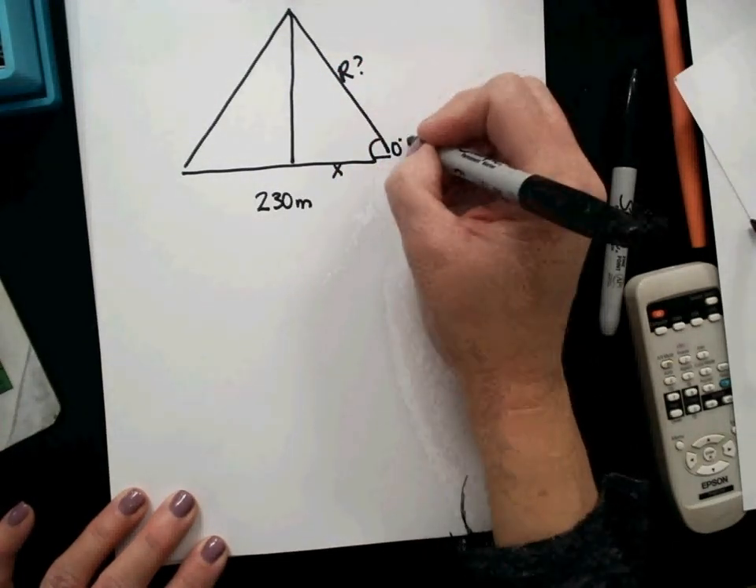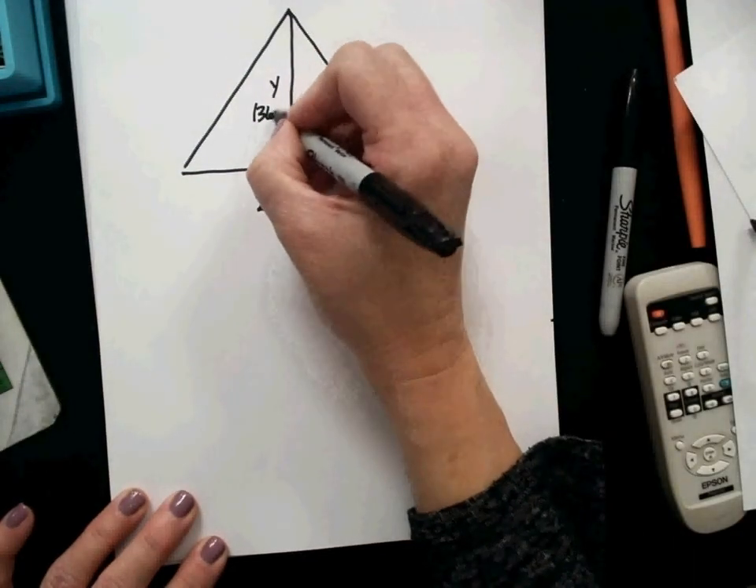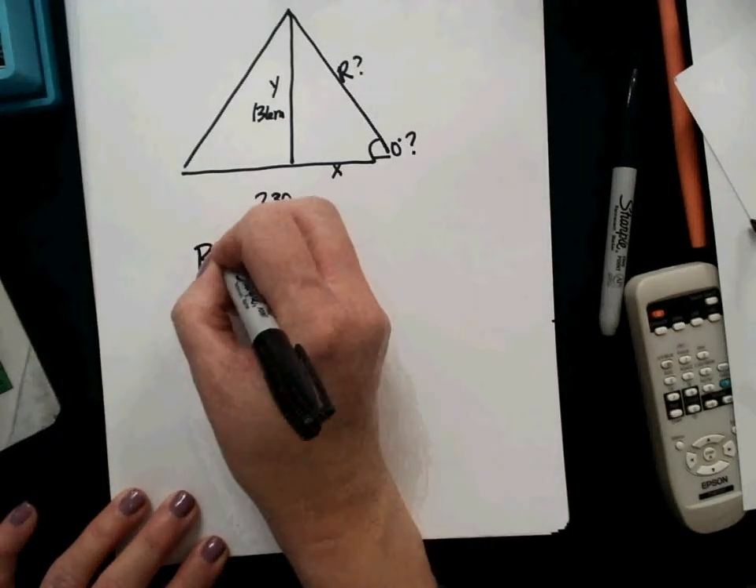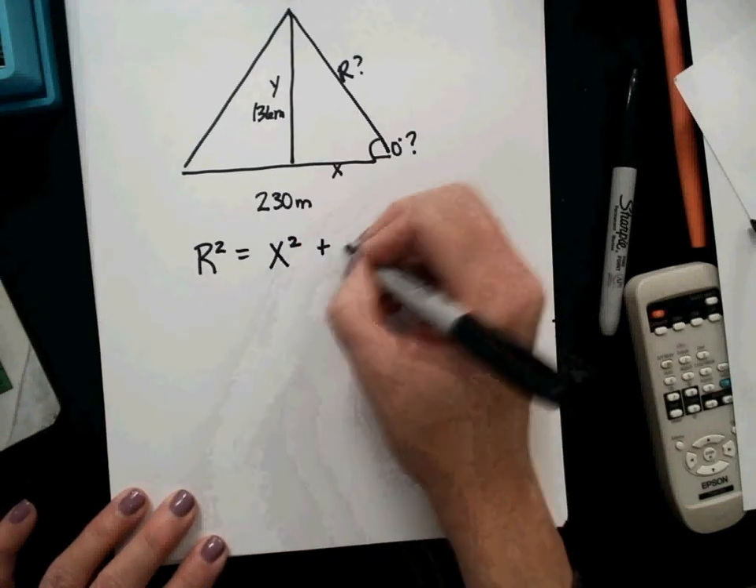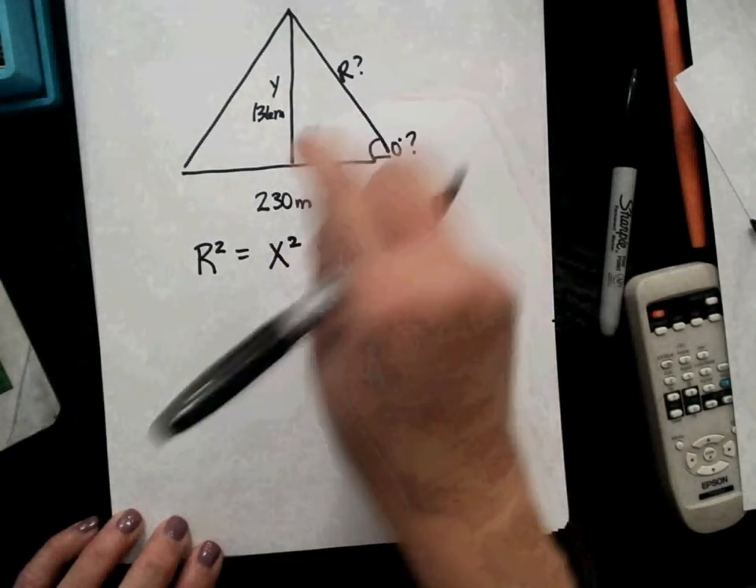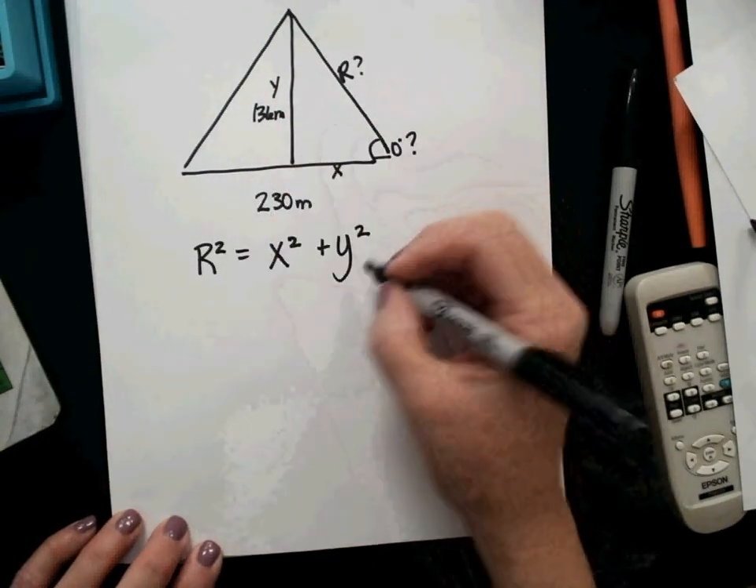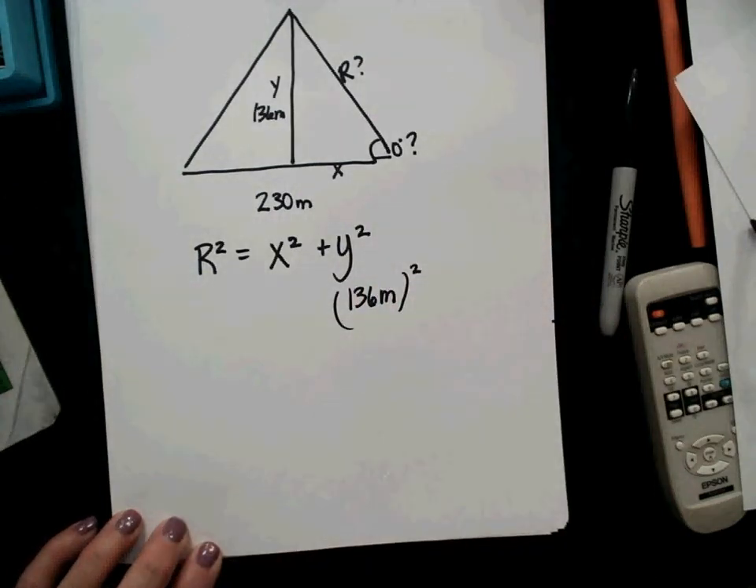You're welcome. This is my r, which I want to know. And this is my theta, my angle that I want to know. And then this would be my y, and my y is 136 meters. So I'm going to use r squared, because I've got the two legs, equals x squared plus y squared. Now there's only one little trick in this. I know directly, because it's straight, that my y squared is 136 meters squared.